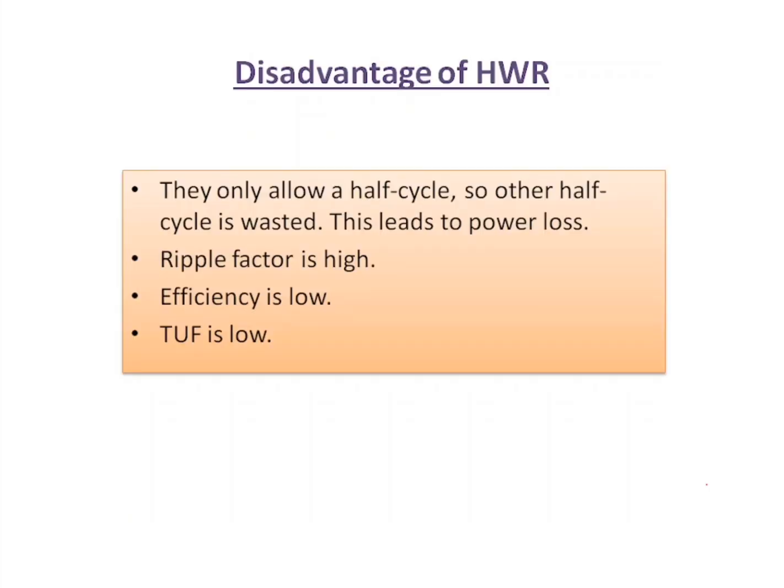Finally, the disadvantages. As we saw, only a half cycle is allowed and the other half cycle is wasted, so power is wasted in the half wave rectifier. Ripple factor was high, efficiency was low, and transformer utilization factor is also low. Because of all these disadvantages, the half wave rectifier is generally not preferred.